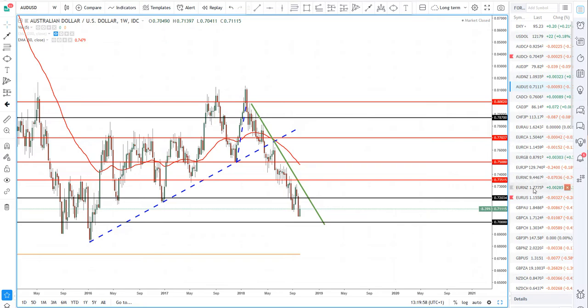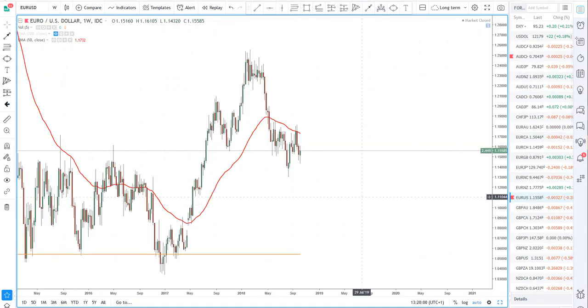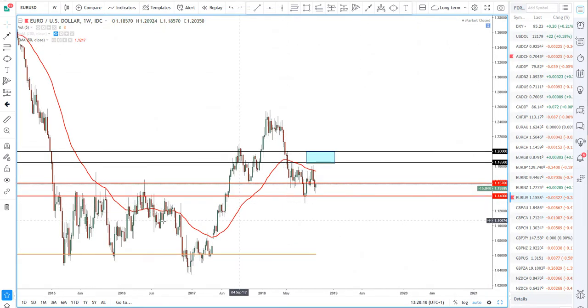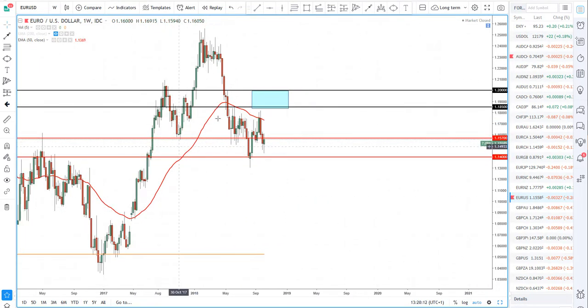So on the euro dollar, again, this isn't the greatest pair in the world. You've got your weekly chart here. We tested the 1.14, which you can see in the past here, and we're now sitting around the 1.157, 1.155 area, and it's just a little bit messy for me.